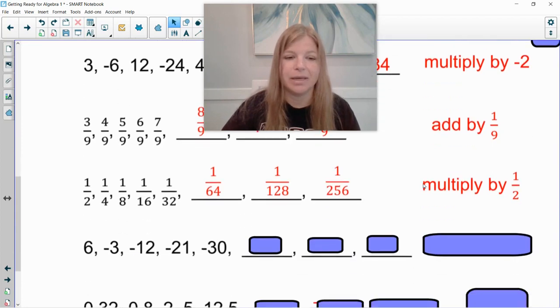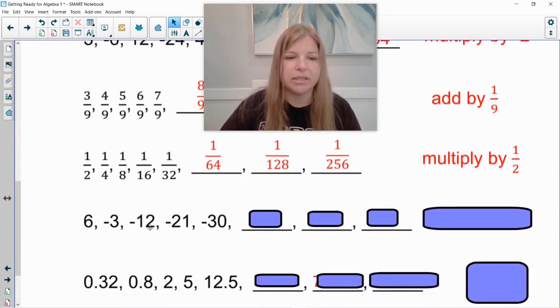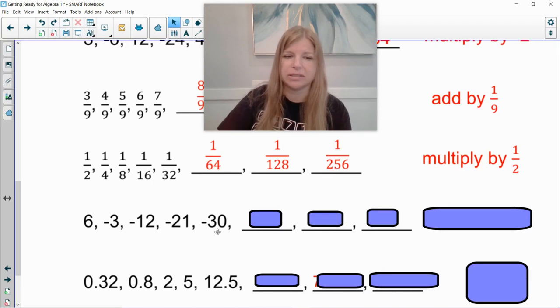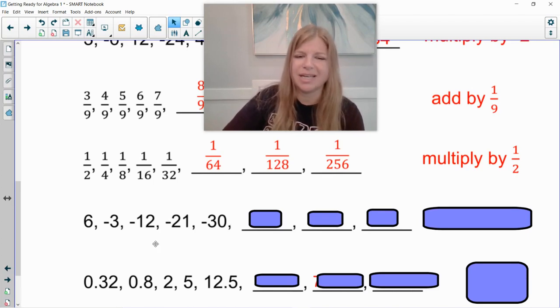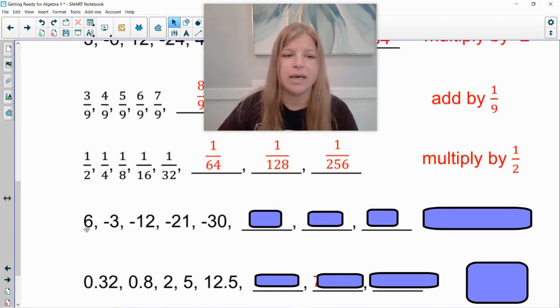Awesome. 6, -3, -12, -21, -30. Ooh, they're getting smaller and smaller. I don't see any friendly multiplication fact going on here, but I do see that the values are getting smaller. So let's see. What do you do to 6 to get down to -3?